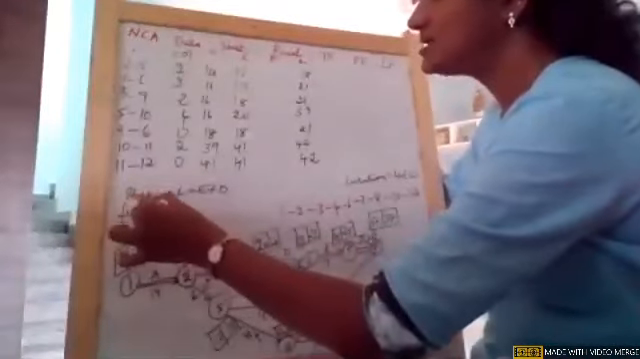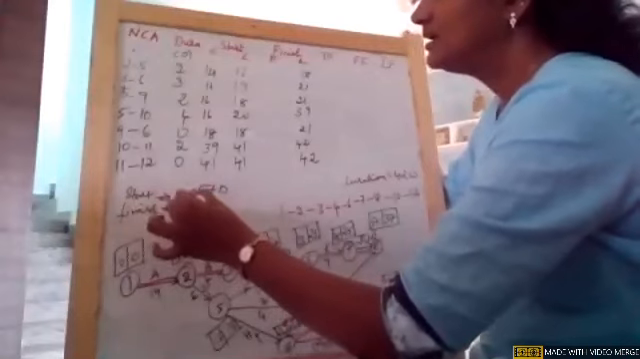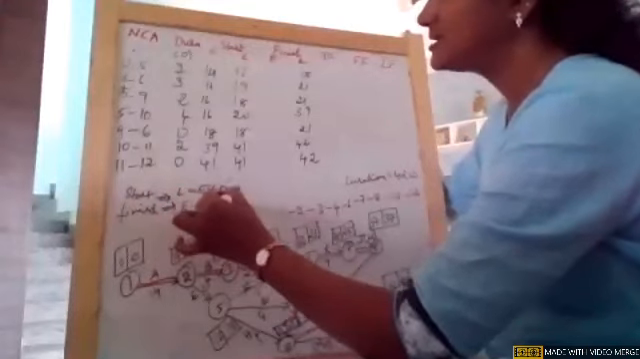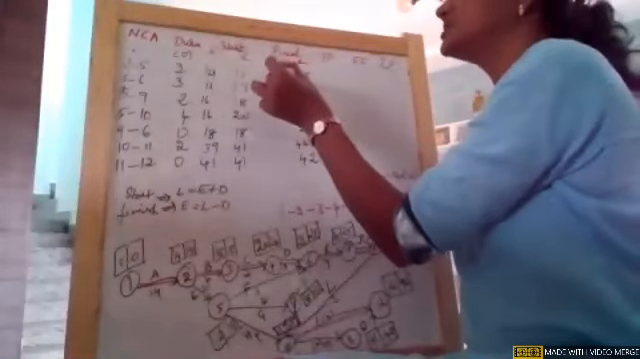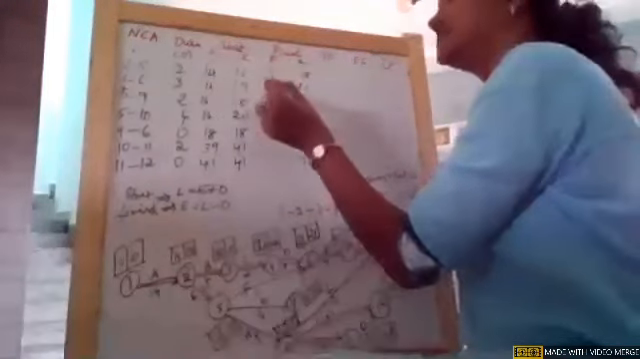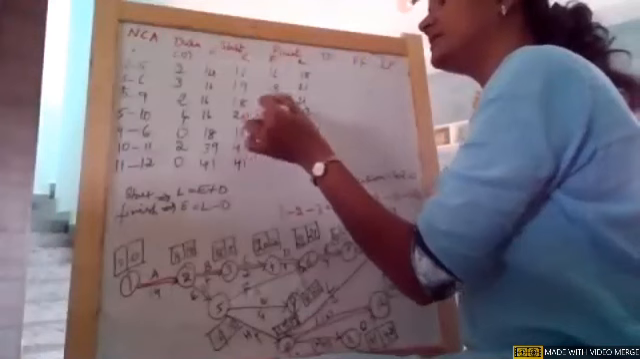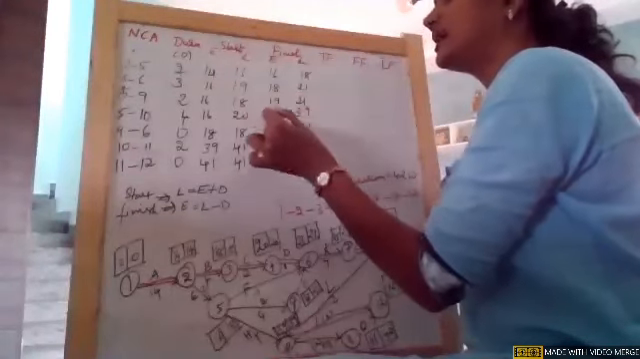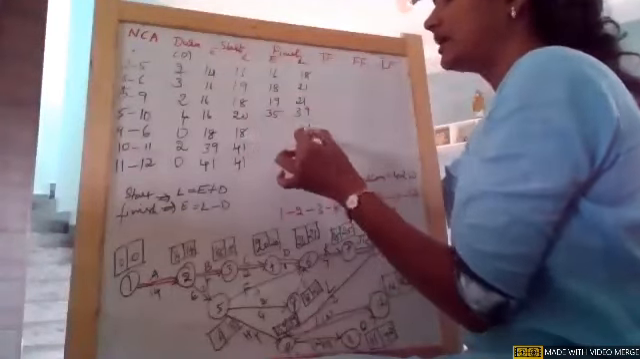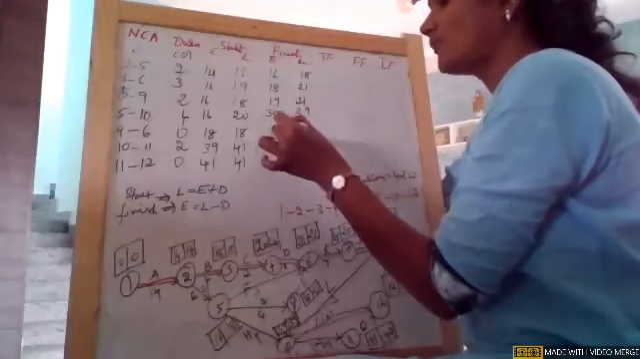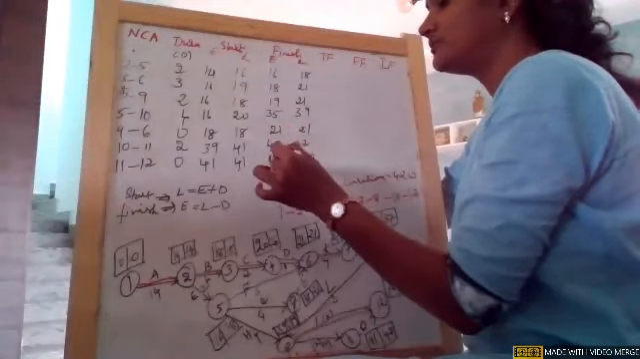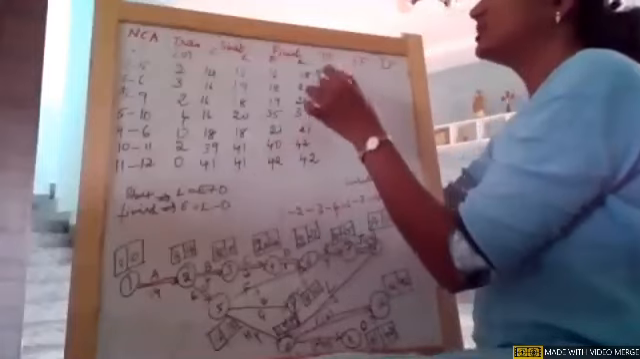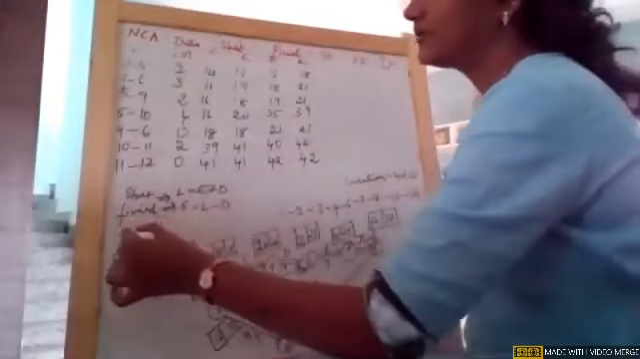So simple thing for finish, we need to find the earliest. It is the same reverse formula, L minus D. So 18 minus 2, 16. 21 minus 3, 18. 21 minus 2, 19. 39 minus 4, 35. And 21 minus 0, 21. 42 minus 2, 40. 42 minus 0, 42.